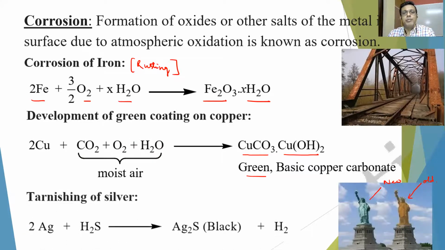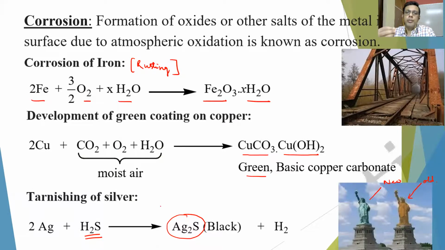Similarly, silver becomes black in color. So silver articles, when they become old, become black in color because the silver reacts with H2S present in the atmosphere to form silver sulfide on the surface, which is black in color. So these are some examples of corrosion.